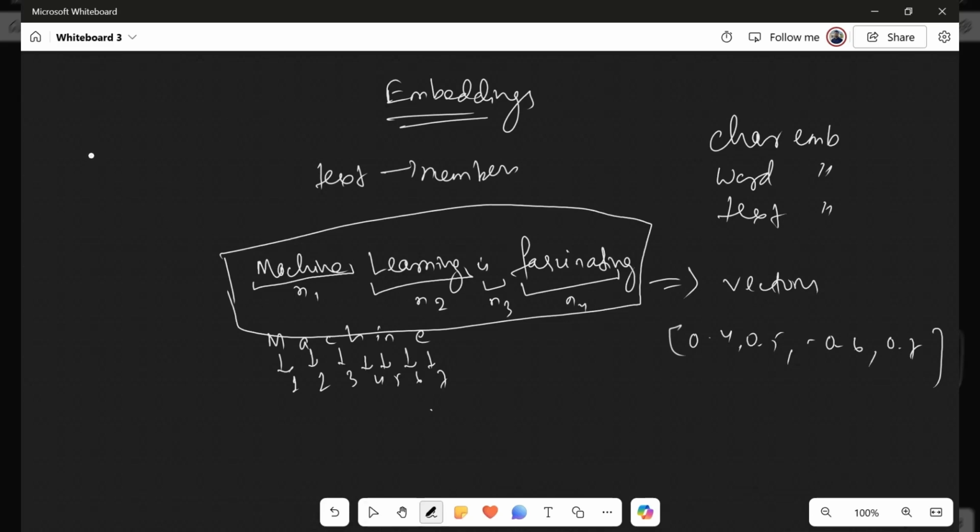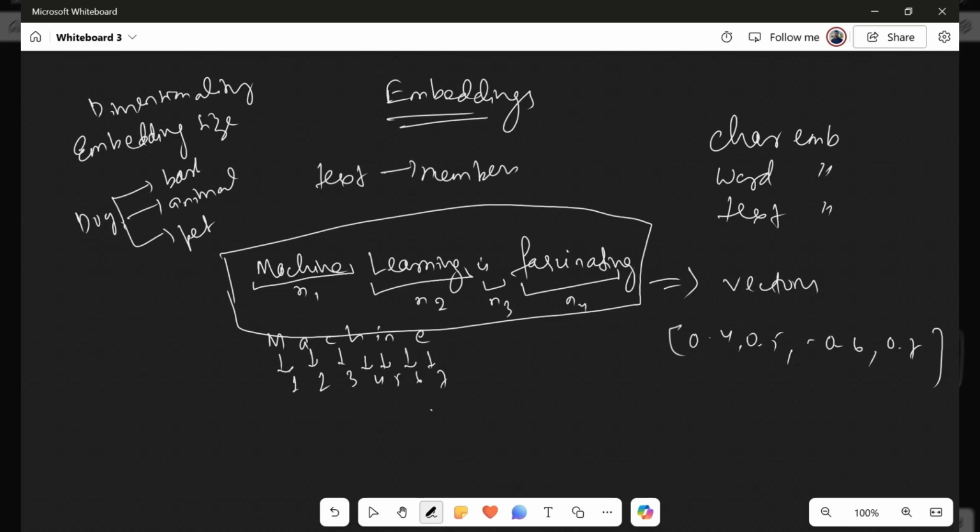That's why we have one more concept called embedding size, or sometimes dimension, or dimensionality of the model. Why are we not representing with only a single number? Because a single number can only capture one dimension of meaning. For example, let's say you have the word dog. Dog can be related to an animal. Dog can be related to a pet. Dog can be related to something that barks. Dog can be related to something that has four legs.